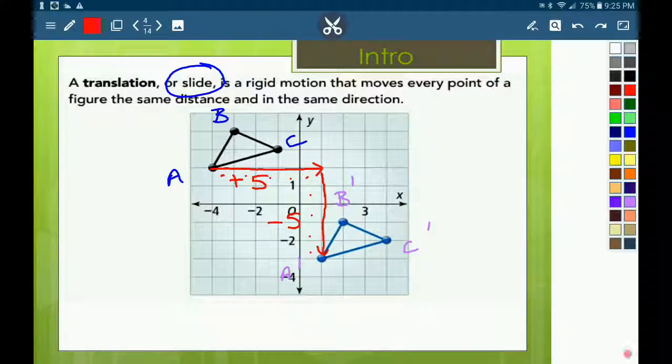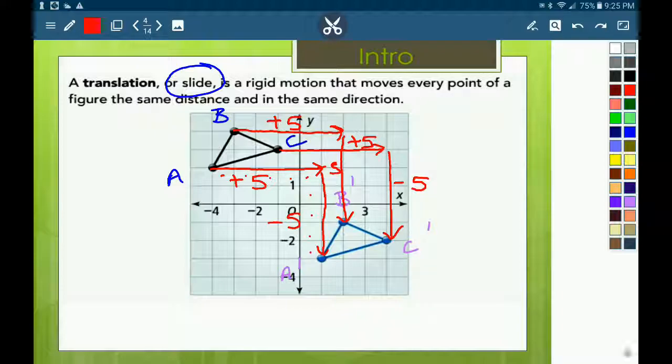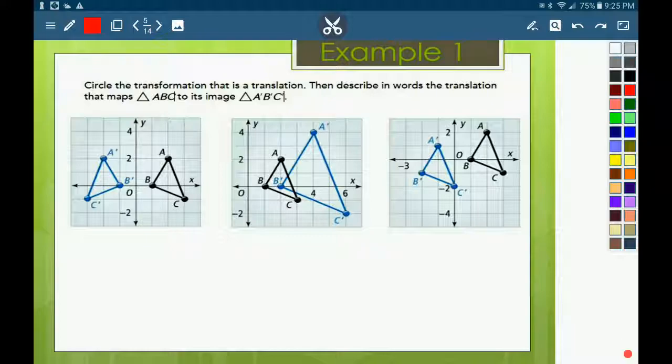I can double check that for all of the other coordinates. So from B, if I trace its path to B prime, I get another 5 units right, 5 units down. And then if I trace the path from C to C prime, I get another 5 units right and 5 units down. So notice how all three of the points travel the same distance in the same direction. That's what a translation is all about. So let's apply this in our first example.